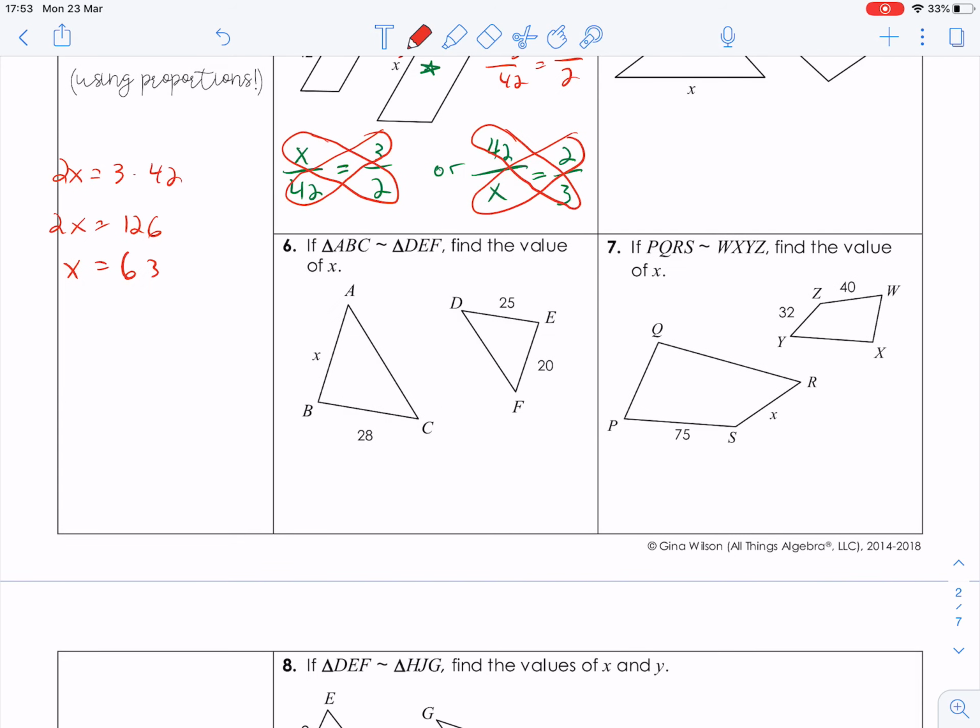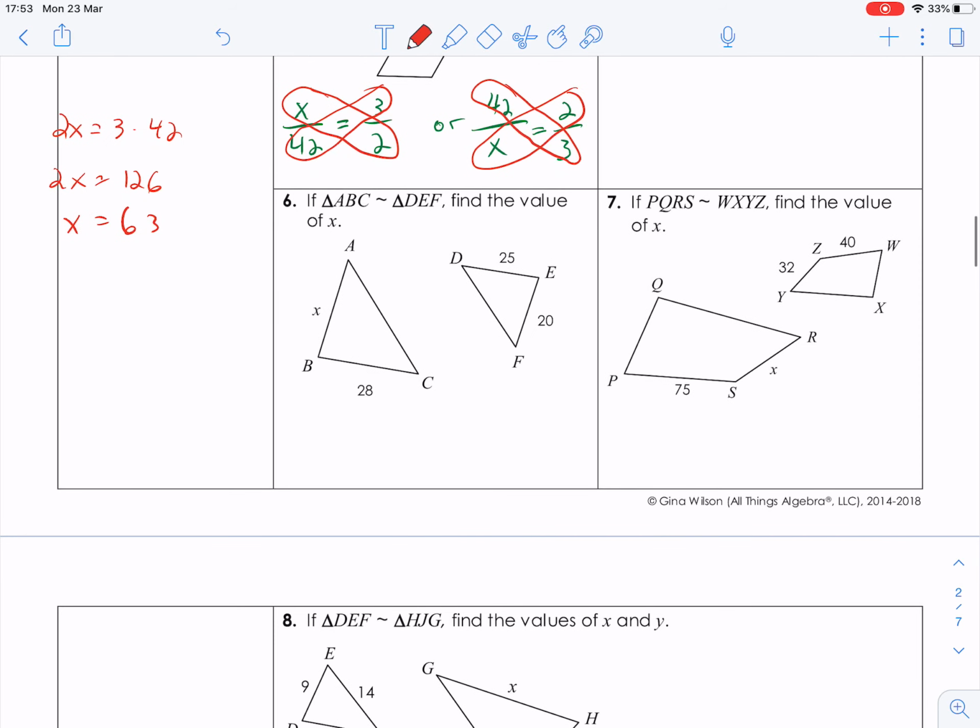Number 6, here we go. Find the value of x. All right, let's call this one our image. Doesn't matter. Let's put the image on top, which means it's going to be smaller. So our answer should be less than the other one. Or no, since we're looking for x, it's going to be bigger. But it doesn't matter.